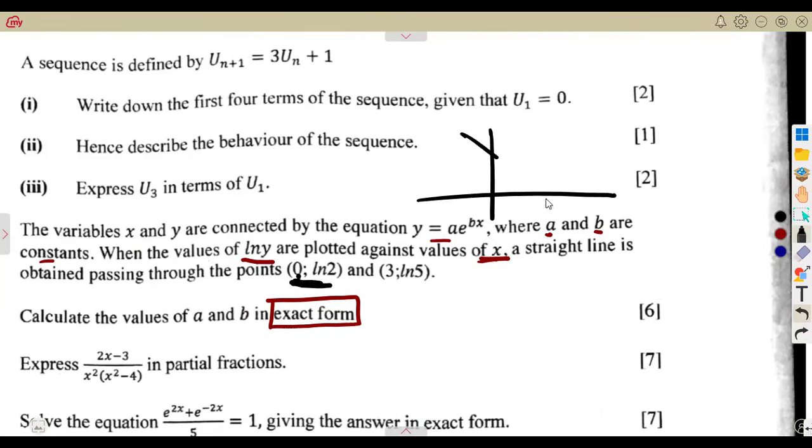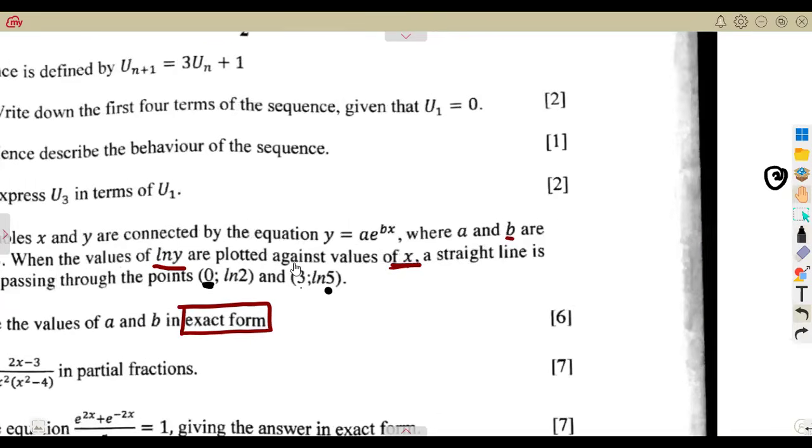When x is equal to 0, this is the y-intercept. So they are giving us a y-intercept. They're not stating that this is the y-intercept. No, you're supposed to know that x is equal to 0. If y was 0, let's say we had a 0 here, it would mean this is the x-intercept. But we do not have a 0. It's 3 ln 5. But this 0 ln 2 is the y-intercept.